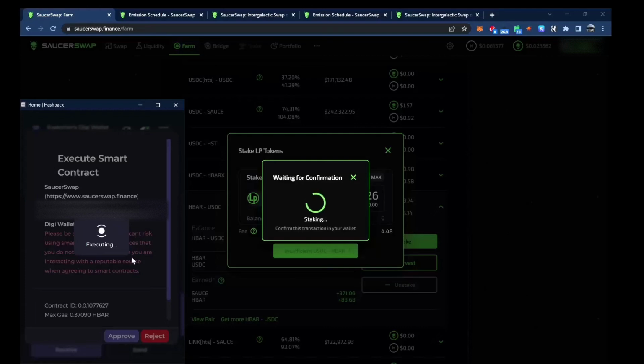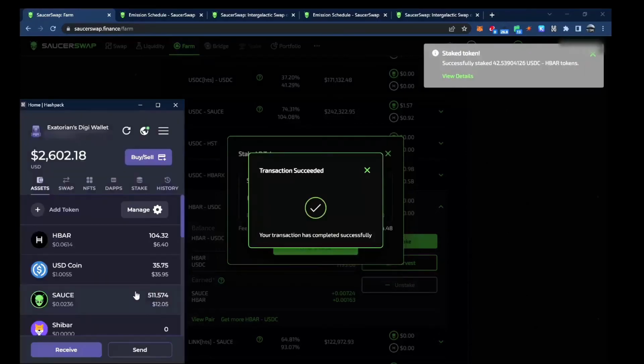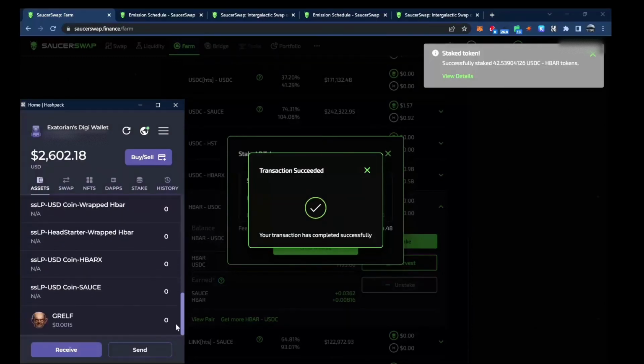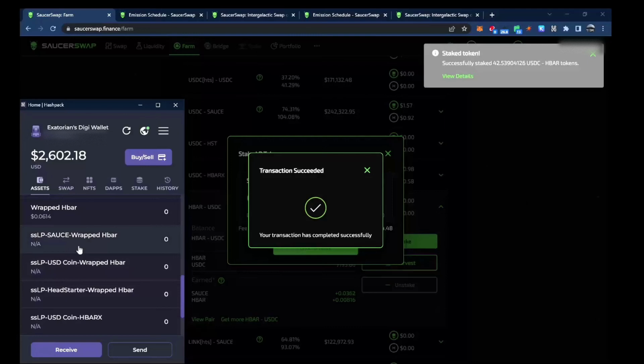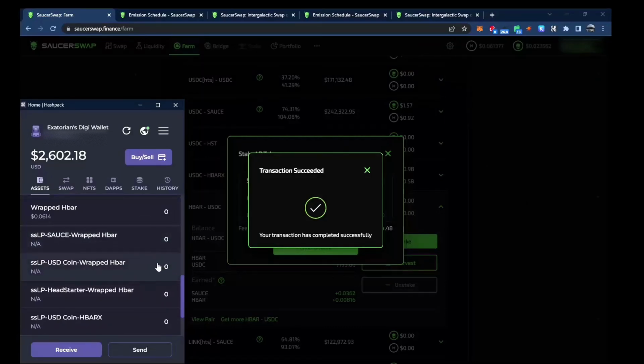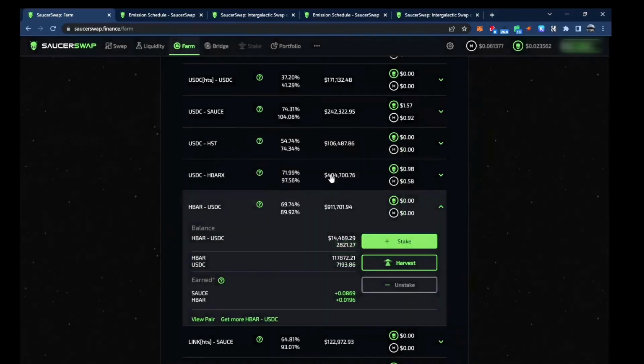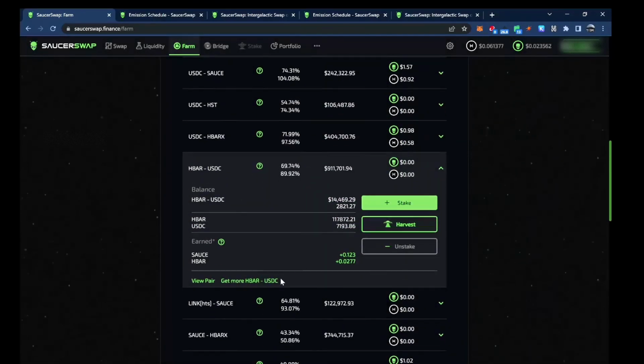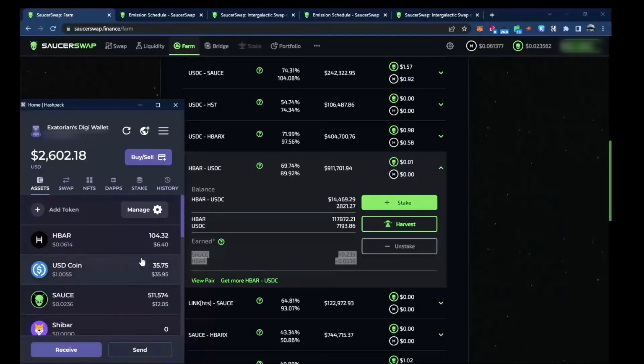Should finalize soon. And there we have it. The LP tokens that I had are now deposited here. You can see the monetary value that I originally put in has increased, and because I deposited it, those rewards were automatically withdrawn to my wallet. If I go here, I can see now I have 100 HBAR and 500 SAUCE, which I didn't have earlier.